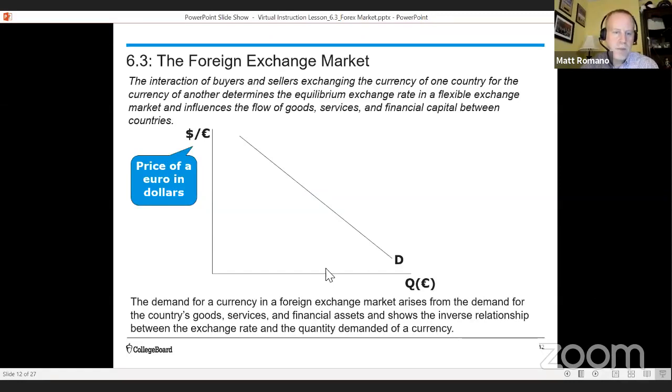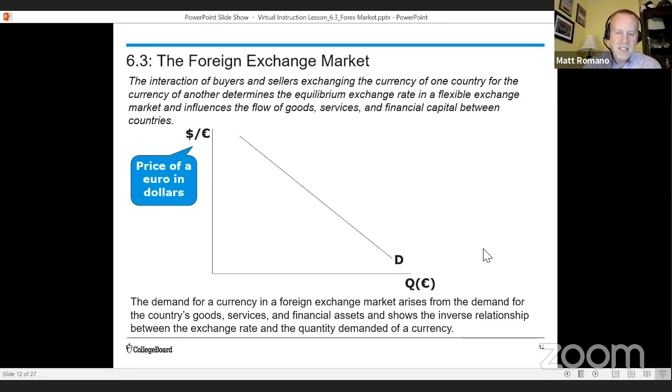And moving up and down that y-axis is going to tell me something about the appreciating or depreciating value of a euro in dollars. If the value goes up, it takes more dollars to buy 1 euro. The euro is more expensive, it is appreciated. If we're moving down the y-axis, it takes fewer dollars to purchase 1 euro, it is depreciating.